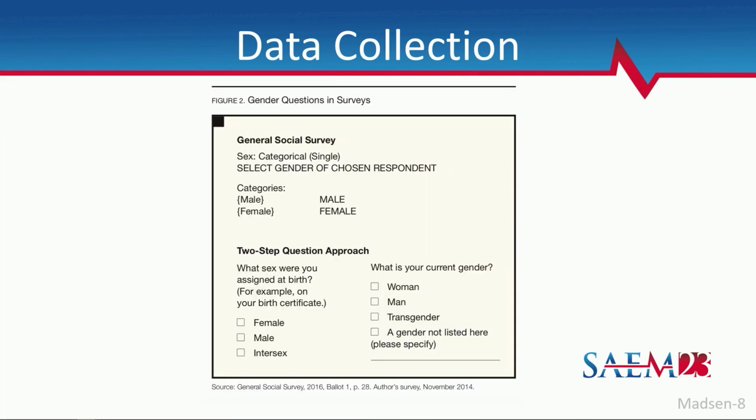This is just an example of a two-step question that you could use on a survey. This is from several years ago at this point, so there are already limitations with this. But you see a two-step question, female, male, intersex to look at biologic sex, and then transgender. But I think more updated recommendations for gender questions and surveys have even more response options than this.